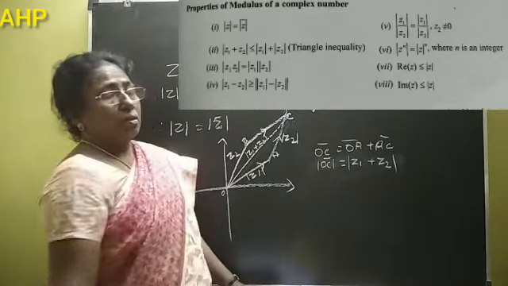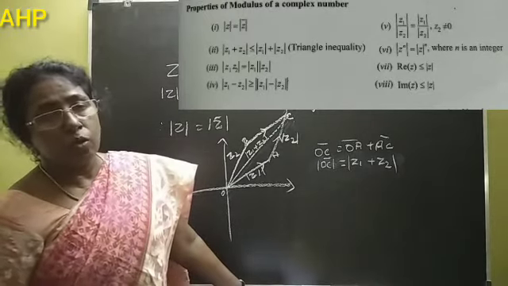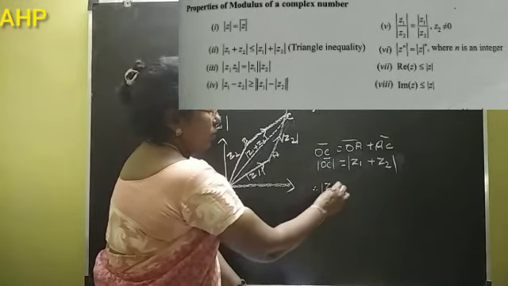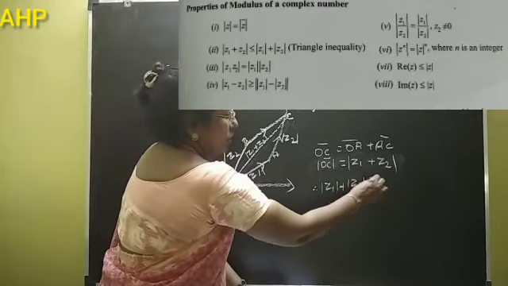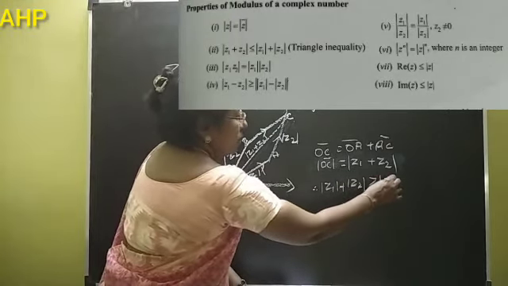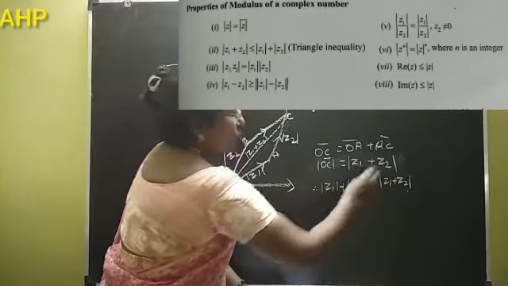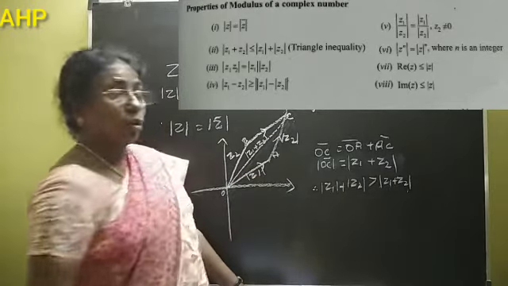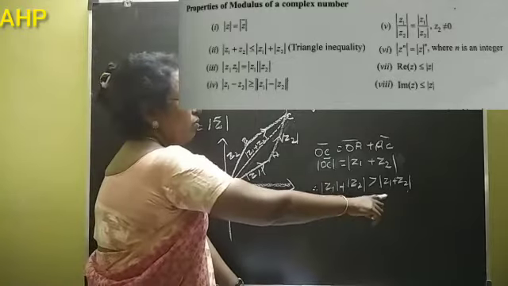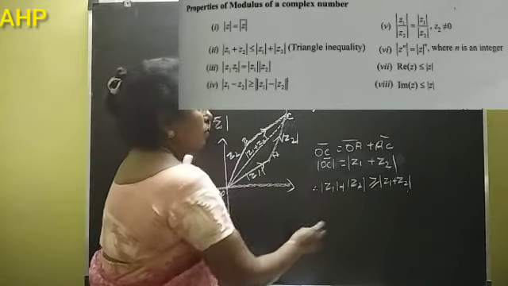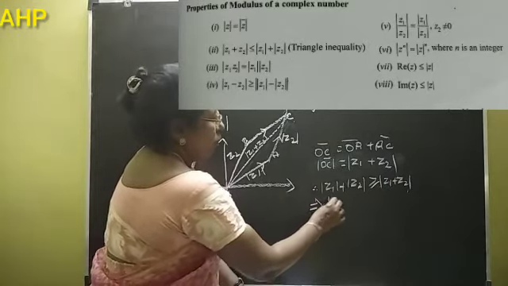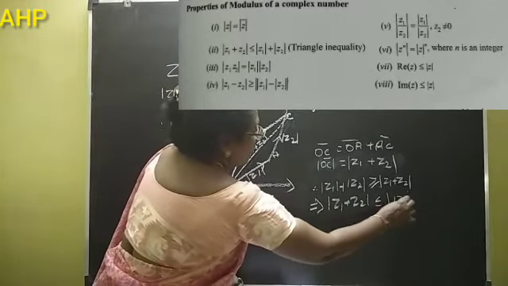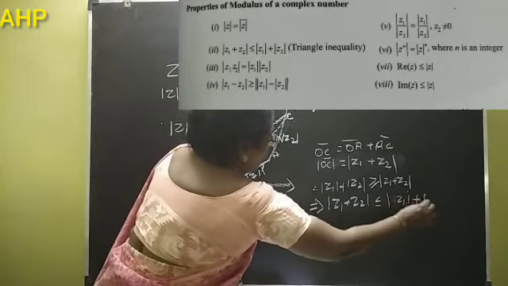We know that in a triangle, the sum of the two sides is always greater than the third side. Therefore, modulus z1 plus modulus z2 is greater than modulus z1 plus z2. So this represents the third side, so it can never be less. The sum of the two sides of a triangle is always greater than or equal to the third side. It can never be lesser. Or in turn, you can write modulus of z1 plus z2 is less than or equal to modulus z1 plus modulus z2.